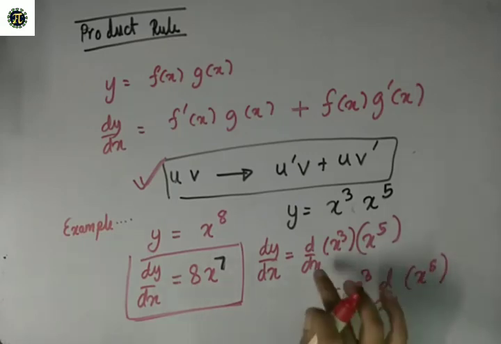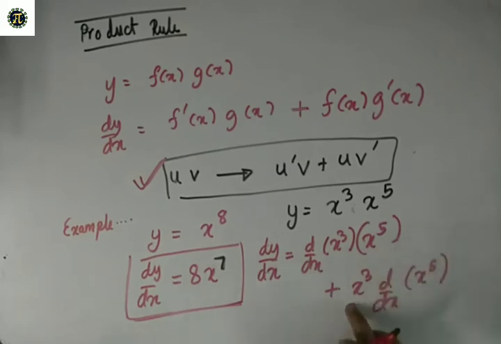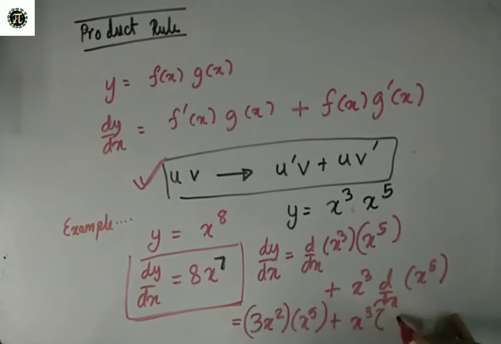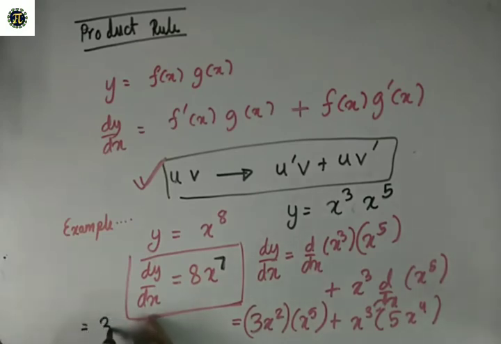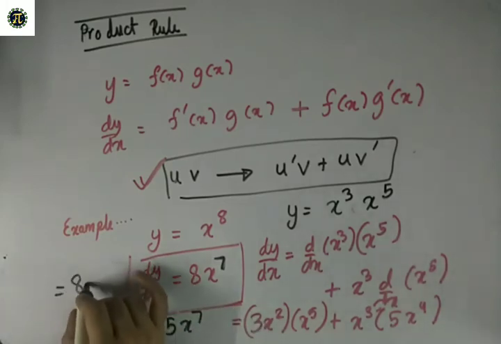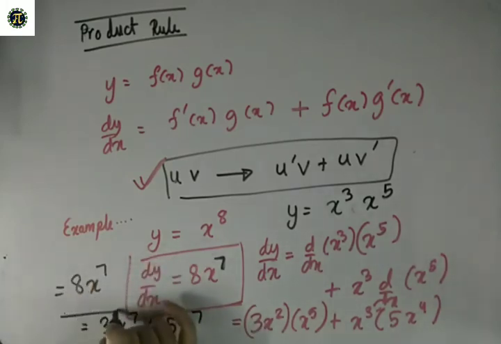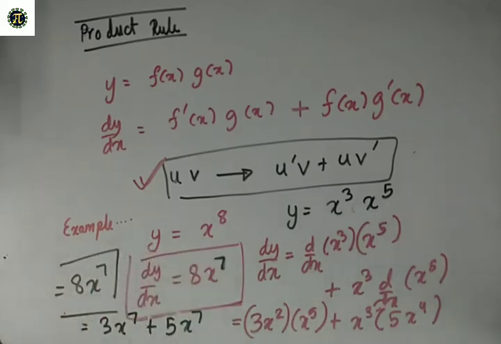So differentiation of the first function, second function remains the same, plus first function remains the same, second function's differentiation. We have 3 times x square as the differentiation of x cube, x to the power 5 remains same, plus x cube into 5 times x to the power 4. And do we get the same answer? Yes. So we get 3 times x to the power 7 plus 5 times x to the power 7, and that is 8 times x to the power 7, which is the same result, right? So product rule first of all works.